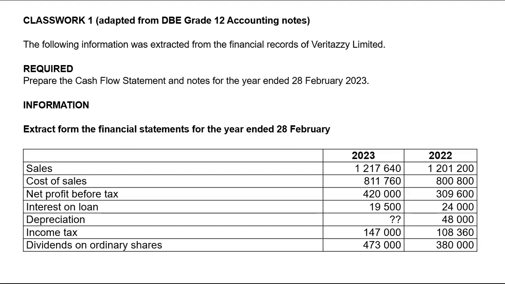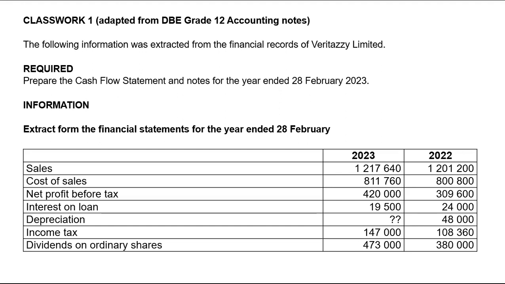Milan. Today I will be doing classwork 1, adapted from DBE Grade 12 Accounting Notes. It says the following information was extracted from the financial records of Veritas Limited. We need to prepare the cash flow statement and the notes for the year ended 28th February 2023.